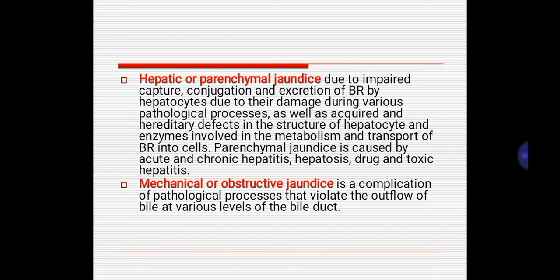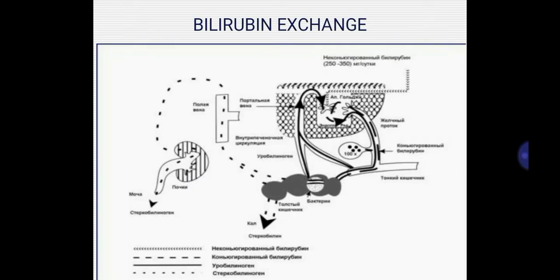Then comes the mechanical or obstructive jaundice. It is a complication of pathological processes that violate the outflow of bile at various levels of the bile duct. This is the bilirubin exchange. Here you can see the liver, which carries the bile through the common bile duct to the obstruction, where the exchange takes place, and the flow is denoted by the arrow mark.